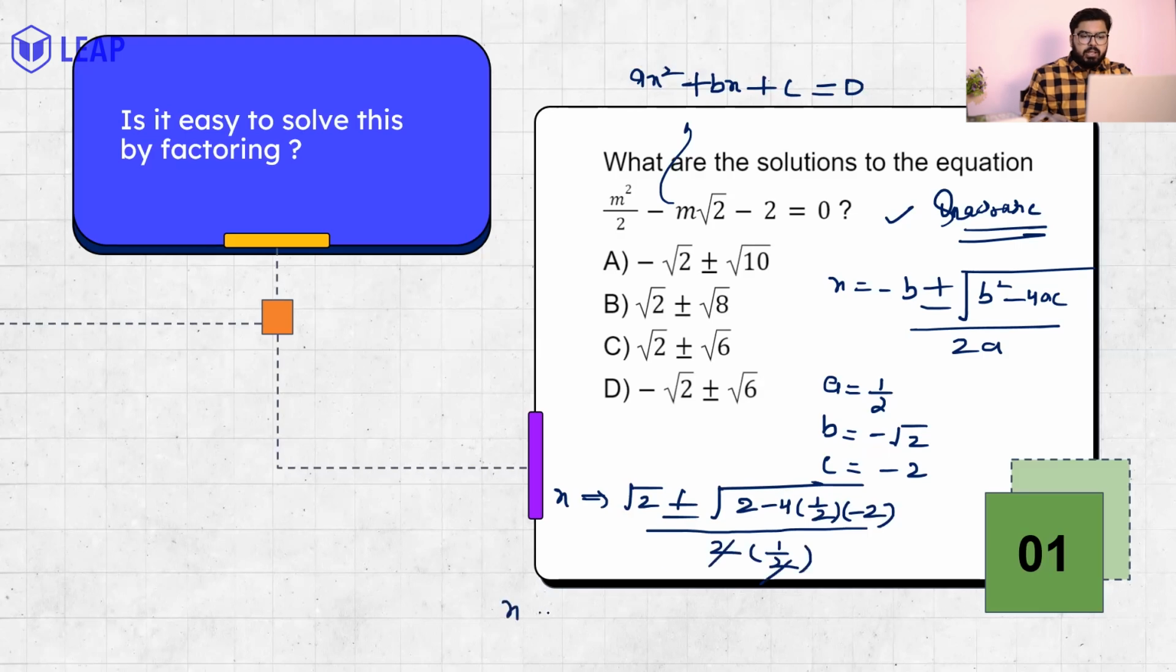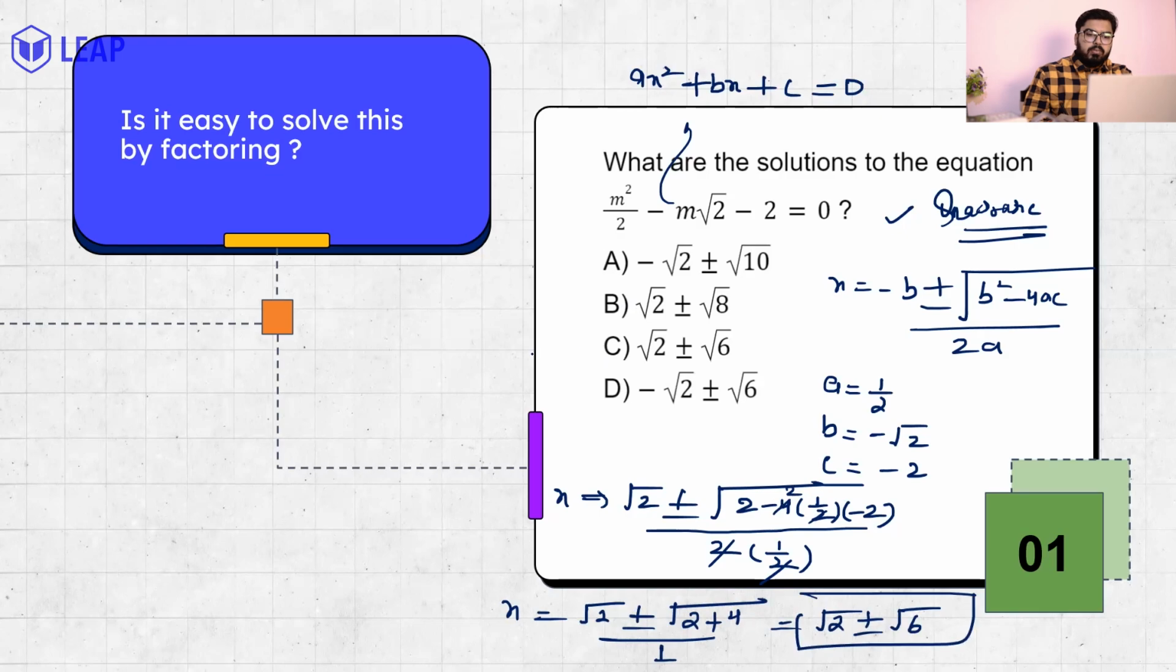So x is gonna be root 2 plus minus square root of 2 minus, so 2 times 4. So that's gonna be 2 minus, if you just cancel out 4 by 2, so that's gonna be 2. So minus 2 into minus 2 is plus 4 over 1, which is gonna be square root of 2 plus minus square root of 6. This is the solution, okay, which is option C.